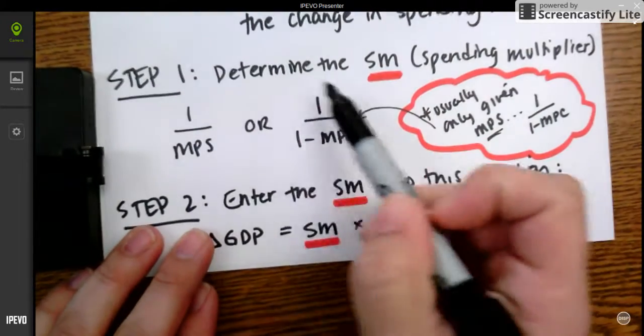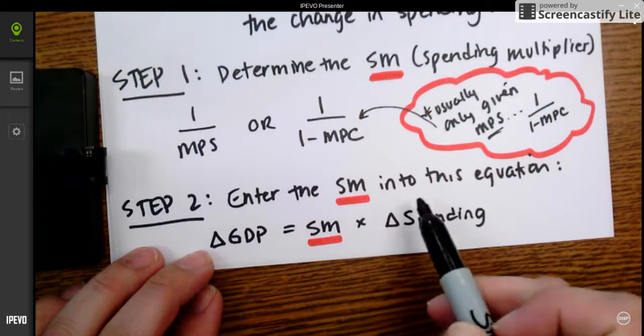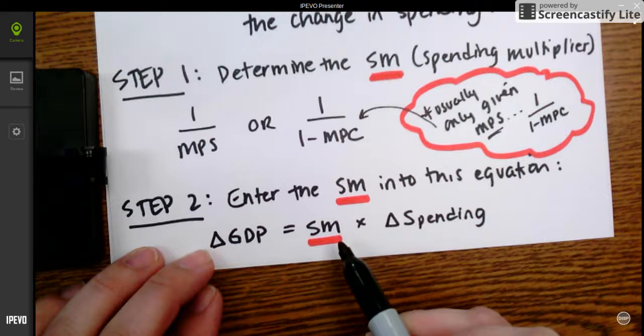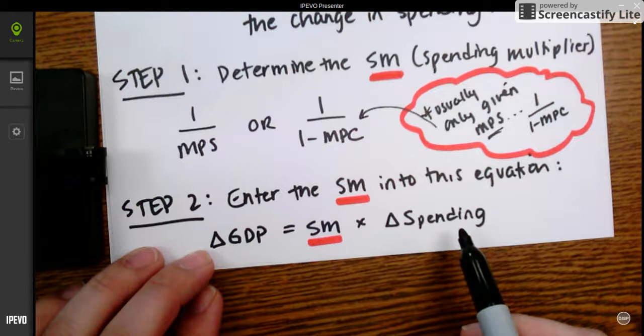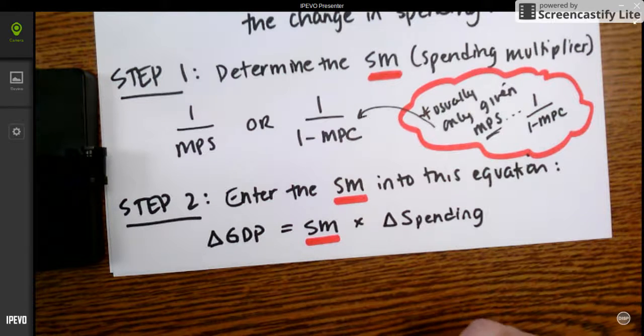After you determine this, you are then going to take the spending multiplier and enter it in this equation. The change in GDP equals the spending multiplier times the change in spending. So again, it's not difficult math, but you just have to remember the order in which these things go in.